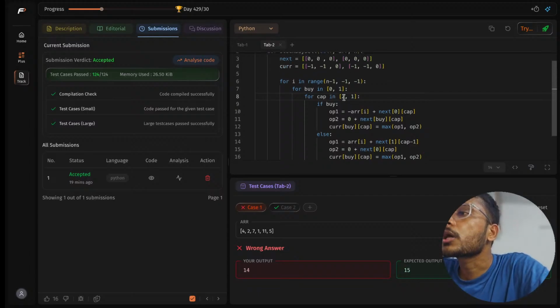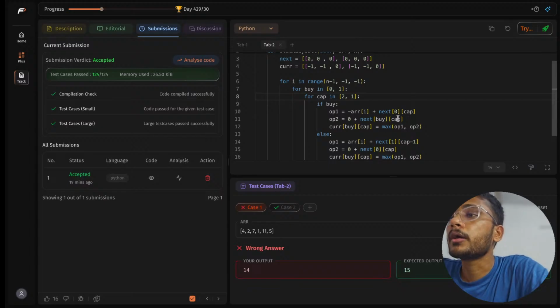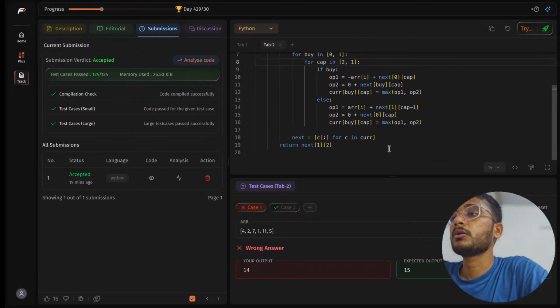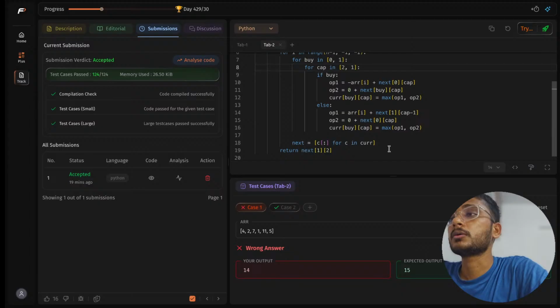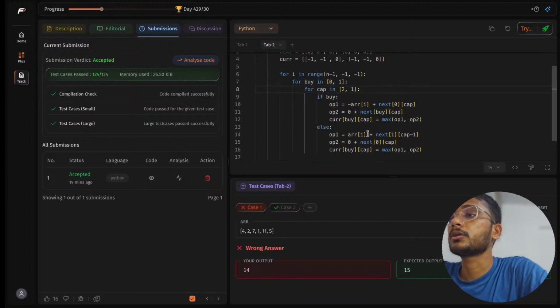If you are buying something, capacity will remain same. That means you bought it, so buy was 1, now buy will become 0. And if you are not buying it, still it will be buy, and capacity will remain capacity. Current buy and capacity is max of OP1 and OP2. OP1 is the array of 5 plus next one, that means you bought it already, or now you are selling it. You sold, you got profit, and if you are selling something, then capacity will reduce.